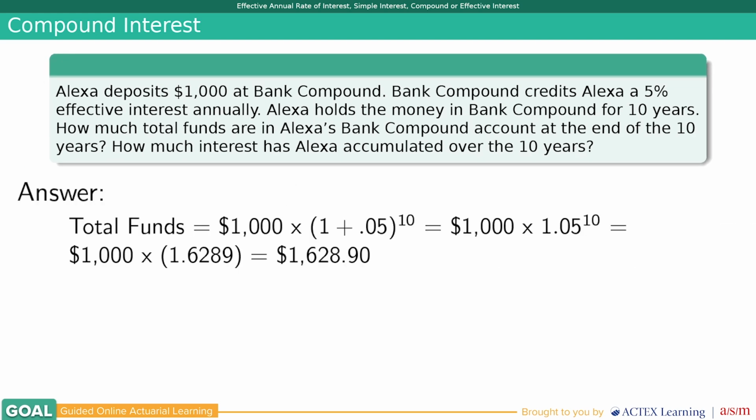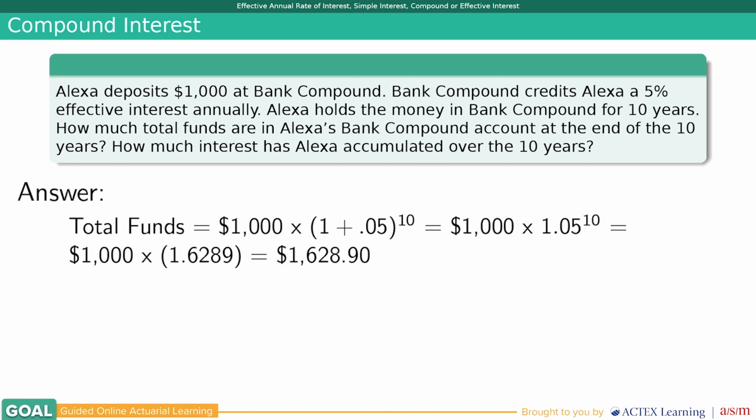As you can see, in compound interest, it is easier to first calculate the total funds and only after calculate the accumulated interest as the difference between the end of the period accumulated amount and the beginning of the period accumulated amount. So let's take a look. In order to calculate the total funds at the end of the period, we will use our accumulated amount equation from the previous slide.